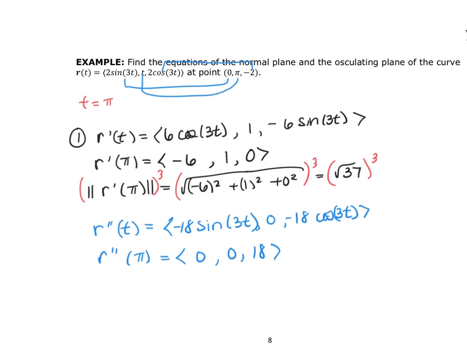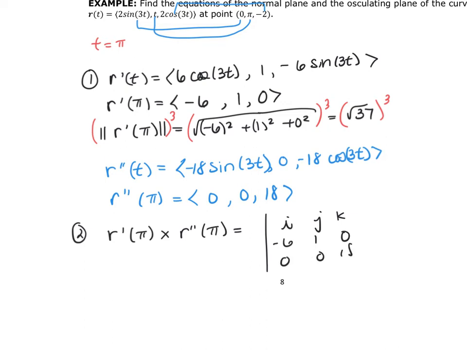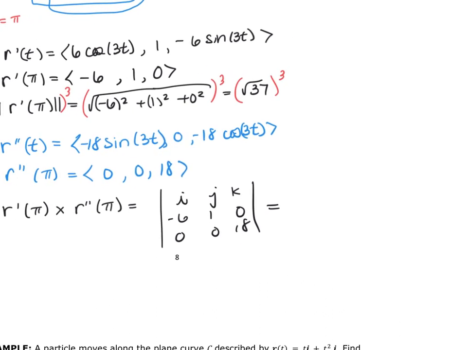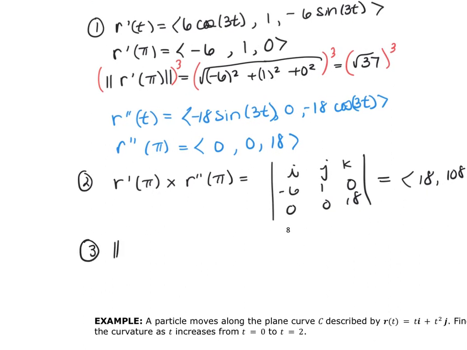Okay, so I need to find the cross product of these two. So that is my second step. So I'm going to find the cross product of r prime of pi crossed with r double prime of pi, which is going to give me the i, j, and k. And I can use these negative 6, 1, and 0, 0, 0, and 18. When I get done, this should give me 18, 108, and 0. So then I'm going to find the magnitude.